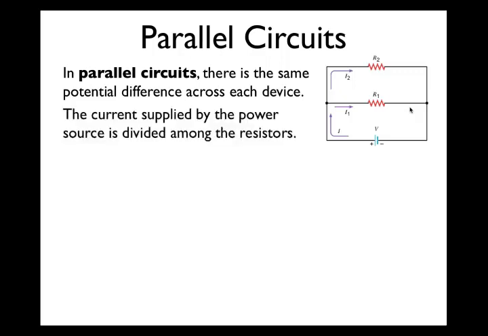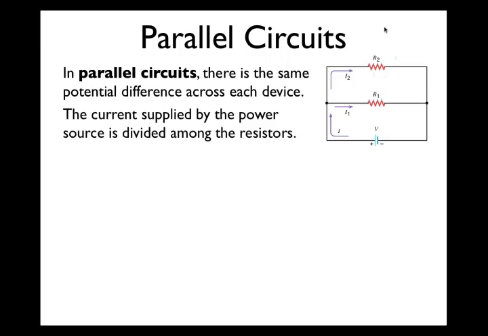What splits in a parallel circuit is the current. And so when the power supply puts out a current, which we're calling I here, when it arrives at this point, some fraction of that current, I1, goes through resistor R1, and the rest of it, I2, goes through resistor R2.